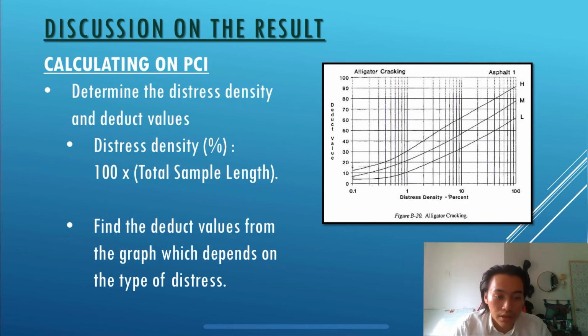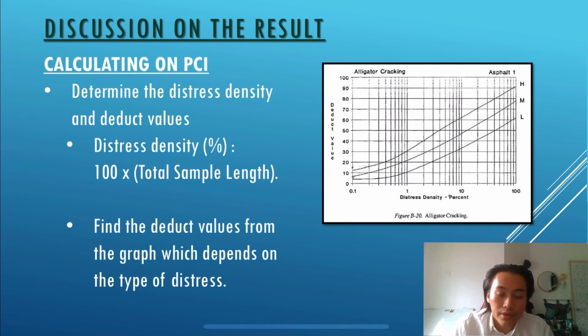Then after we total the area or the length or how many potholes you have, you should calculate the distress density. The formula of distress density is 100 times the total distress divided by the total sample length. Then after you calculate the distress density, you can find the deduct values from the graph, which depends on the type of distress. If you want to find the deduct value for alligator cracking for low, then you should refer to figure B20 for alligator cracking, then you should match the low severity line on the graph.